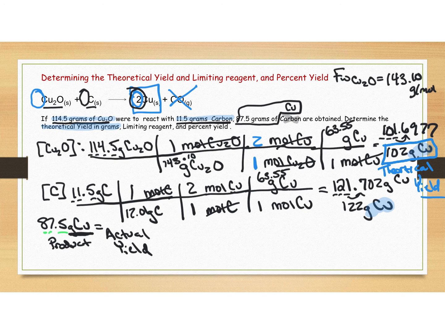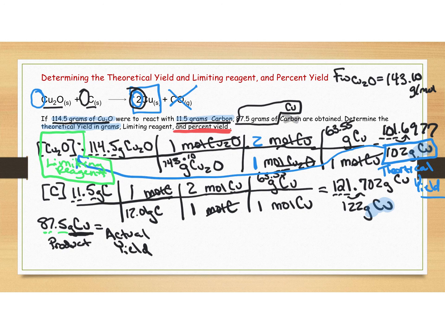Since I picked the top one, I must draw my arrow back, and then that gives me my limiting reagent. My theoretical yield is 102 grams of copper, but my limiting reagent was copper oxide. So I draw that arrow back, and that gives me my limiting reagent. It also asked for one more thing. It said, what is my percent yield?